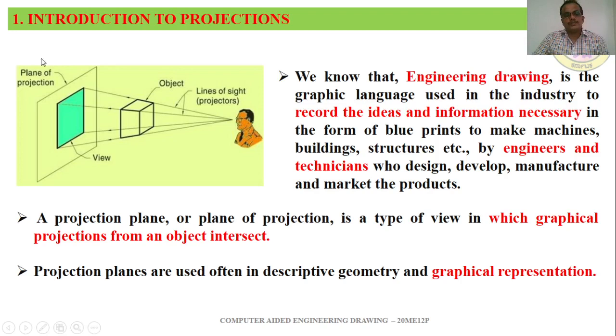In this picture, you can observe again an object is placed between the observer and the plane of projection. The lines of sight, or we can say the projectors, or we can say the rays of light will be made to fall on the object, and the projection from the object is made to be captured on the plane of projection, and we can see the same view of the object on the plane of projection, which will give us more understanding about the size and shape of the object.